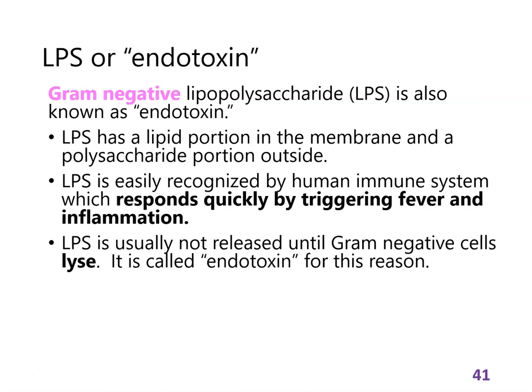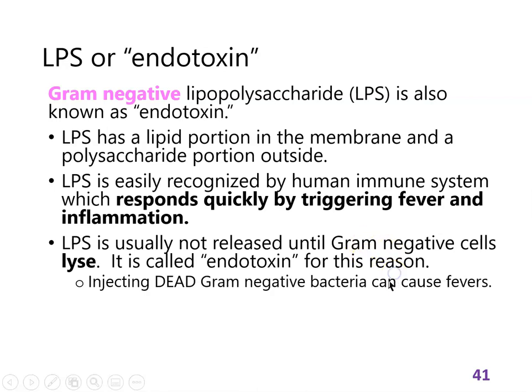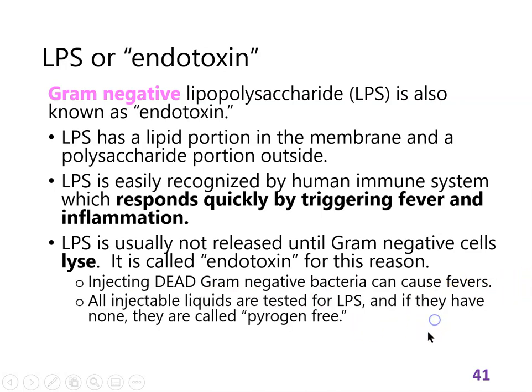sort of. We would contrast that with exotoxins, which are toxins that bacteria actively secrete and release. Endotoxin is an intrinsic part of the outer membrane. And so what that means is we can inject dead gram-negative bacteria into someone and cause a severe fever. You can kill someone by injecting dead gram-negative bacteria into them.